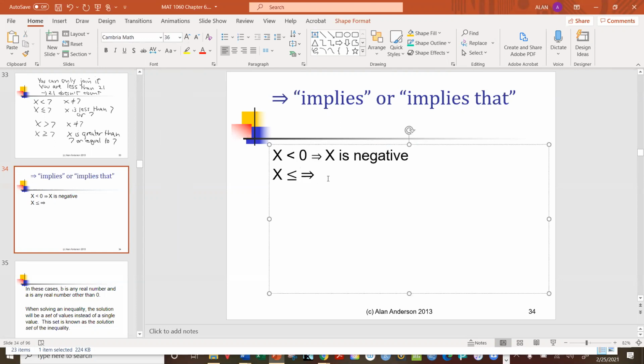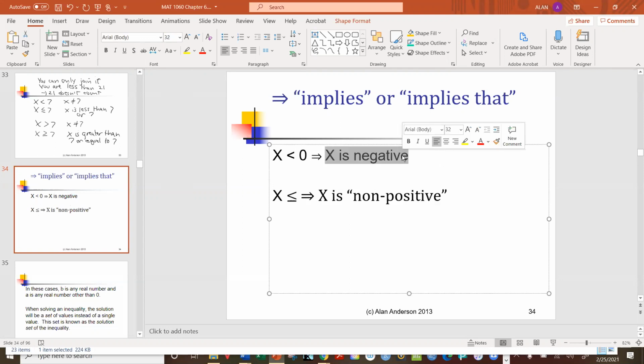This implies that X is non-positive. Okay, so in other words, because we allow for the possibility of it being zero, we're going to say that it's no longer strictly negative.